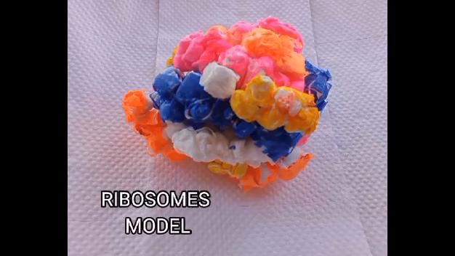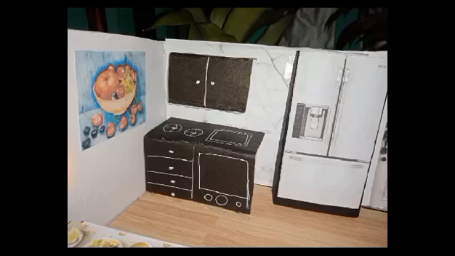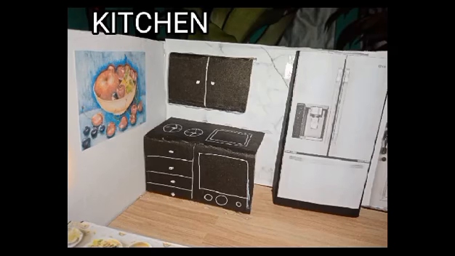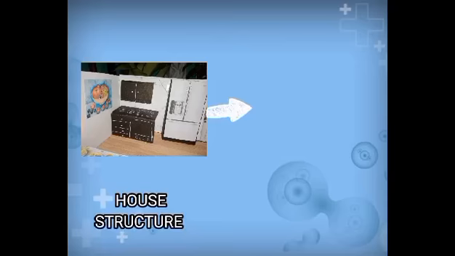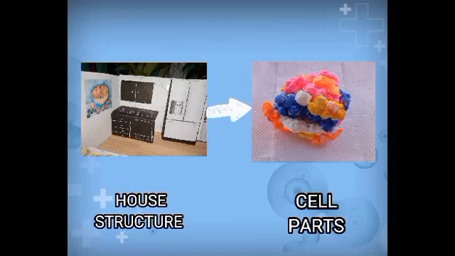Ribosomes in a cell make proteins to deliver to other organelles. They are like the kitchen in a house. In the kitchen, meals are cooked and prepared. It is similar to ribosomes using amino acids to make proteins.